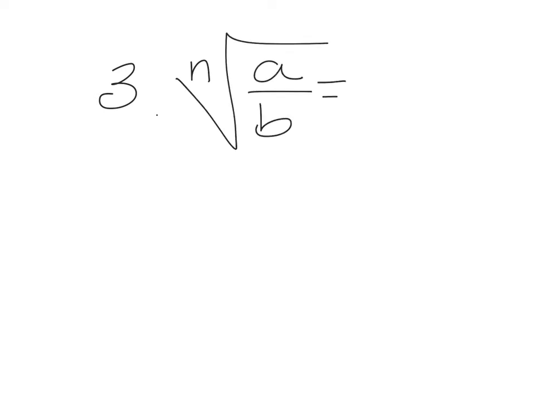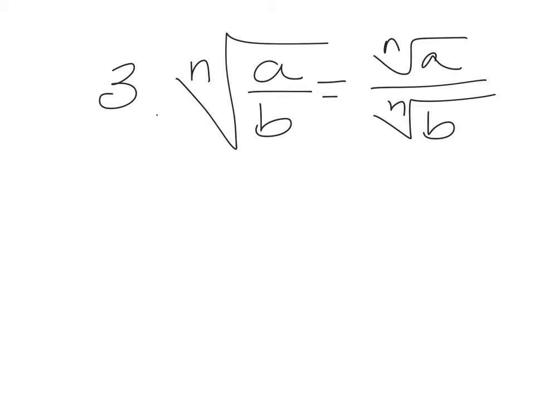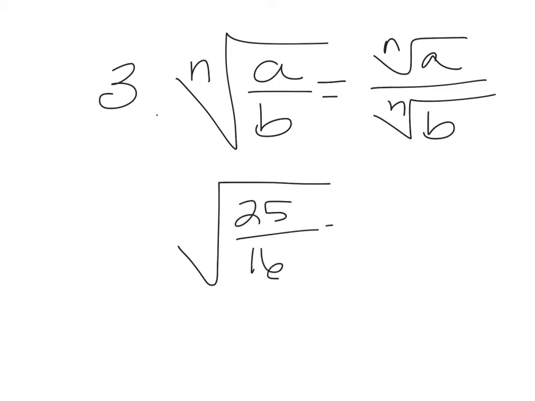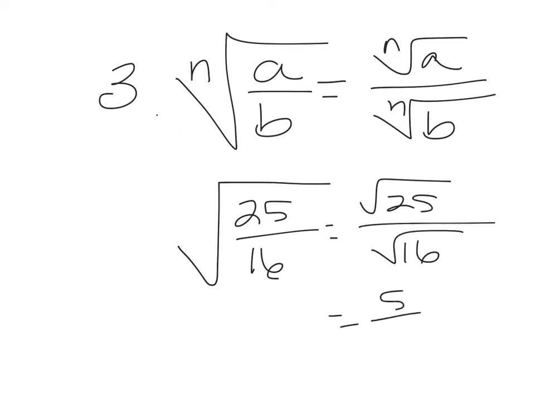For number 3, when we're dividing, so if we have the nth root of a over b, we know this is the nth root of a over the nth root of b. So if we have the square root of 25 over 16, we know it's the square root of 25 divided by the square root of 16, which equals 5/4.